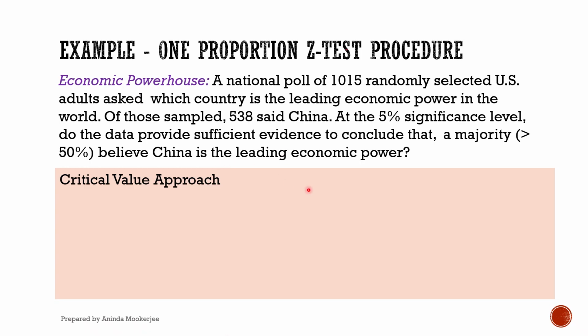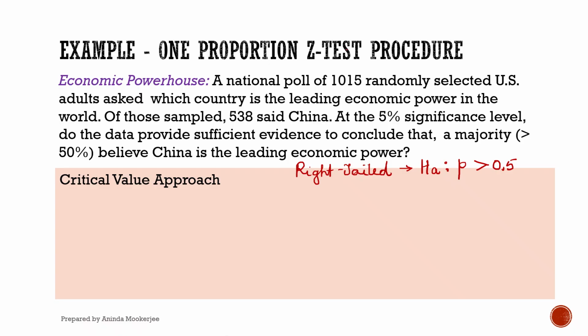But this was a right tail test, if you recall. So it's a right tail test. Let me write that down. And how do we know what tail type test it would be? It's determined from the alternative hypothesis. The alternative hypothesis of this problem said that p is greater than 0.5. Correct? So that made it a right tail test.